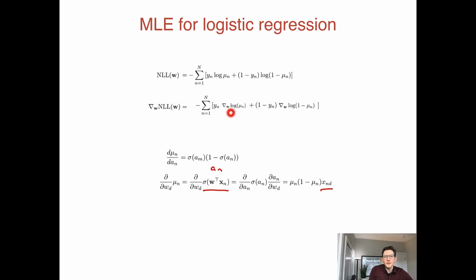So we're not quite done yet, because what we really want is the derivative of log of mu. So we're going to apply the chain rule once more.